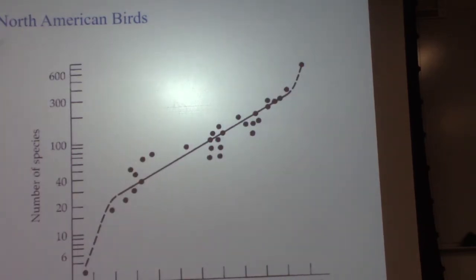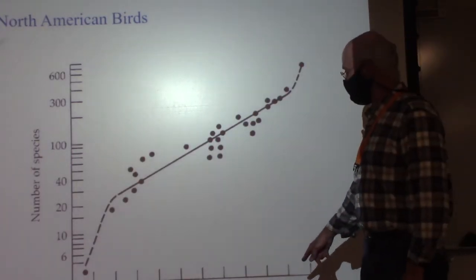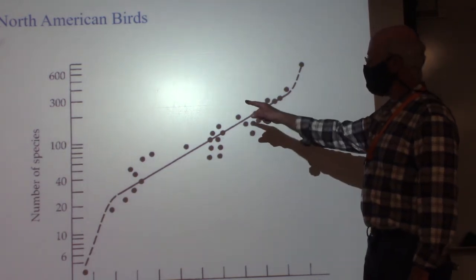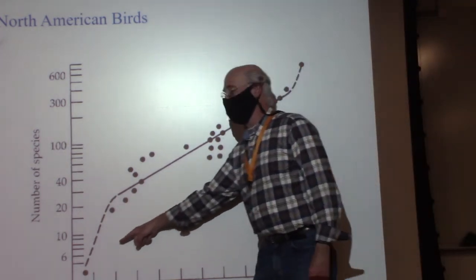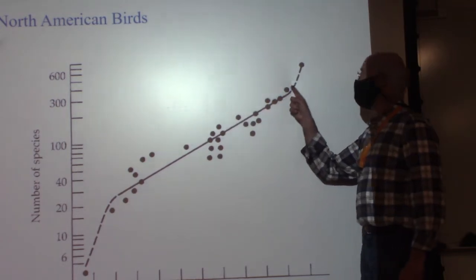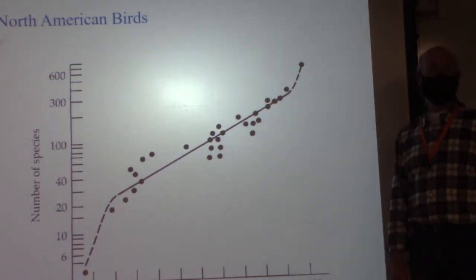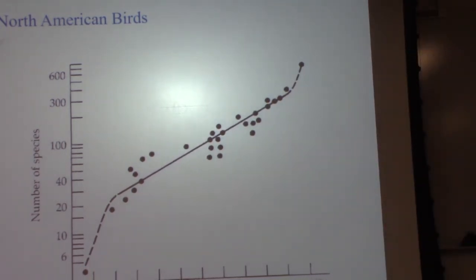Let's look at North American birds. Area on the x-axis, number of species on the y-axis. It follows the same kind of pattern. In other words, species diversity depends on area.